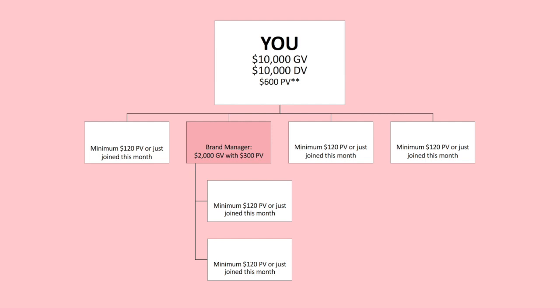Because this is all that's required. This is all that Red Aspen requires of you to hit Associate Brand Director. 4 active legs. You see that, 4 active legs and 2 underneath the brand manager, right? So this is all that you are required to have.